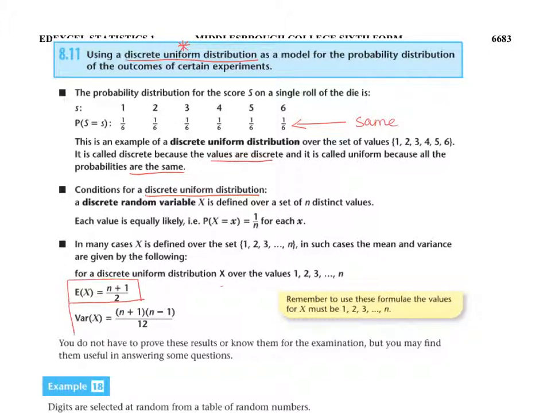Can you check in the formula booklet, are they actually given to you? Have a look in the formula booklet. We don't actually have to prove these ones or know them for the examination, but you might find them useful in answering some of the questions. It's only if it is a discrete uniform distribution. We can't use it in what we've been doing before, and these questions are really, really straightforward.